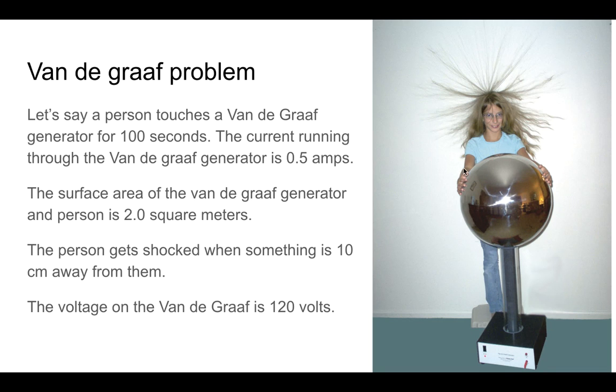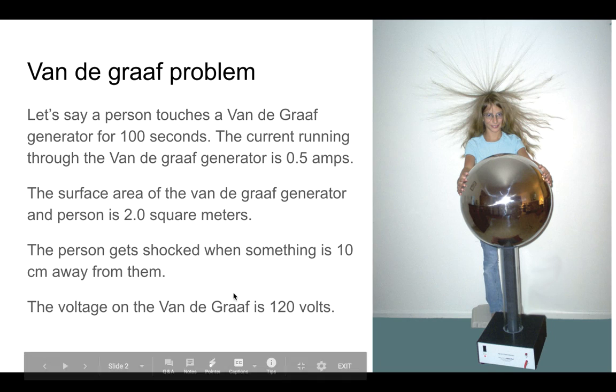The surface area of the Van de Graaff and person is 2 square meters. The person gets shocked when they are standing away from something and it's 10 centimeters away from them. Let's say I was right here, the little arrow here, zap, they're going to get shocked. And the voltage on the Van de Graaff is 120 volts.